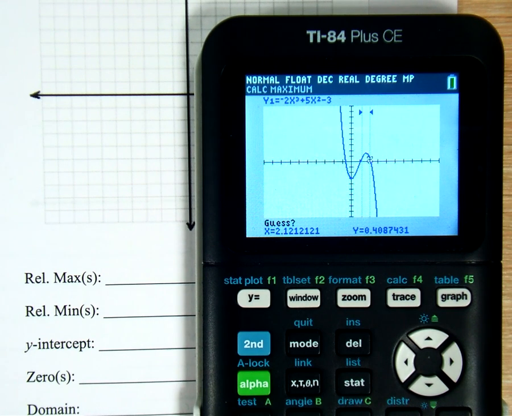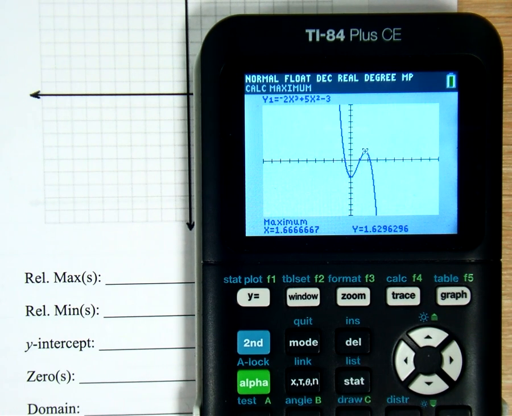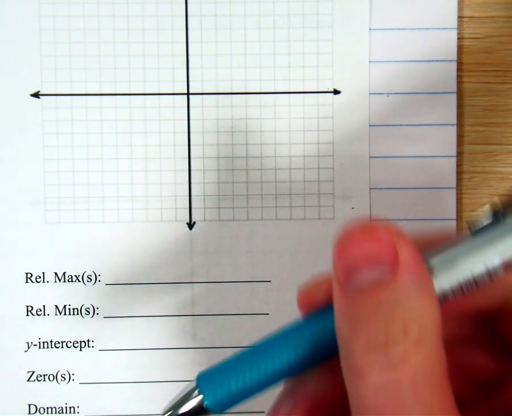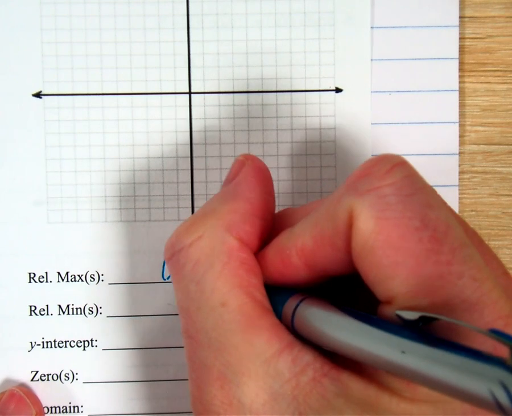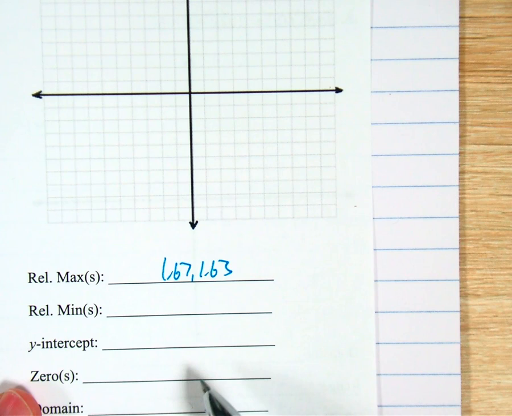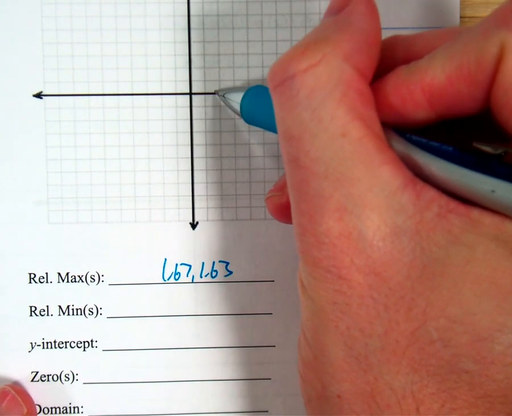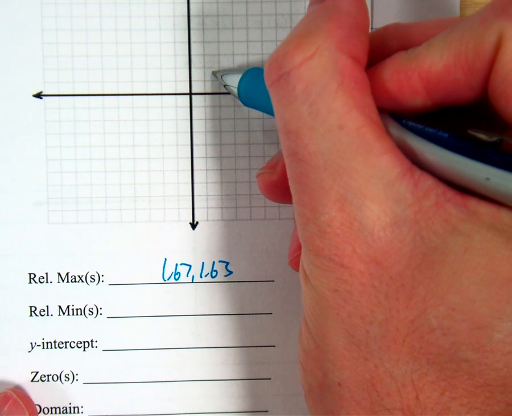And we want to guess back on the top. And we got 1.67, comma 1.63. So we write it down here, and we do the best we can up here. 1.67, 1.63.